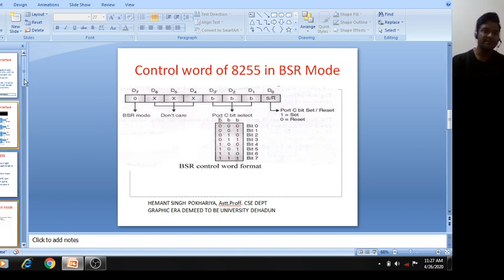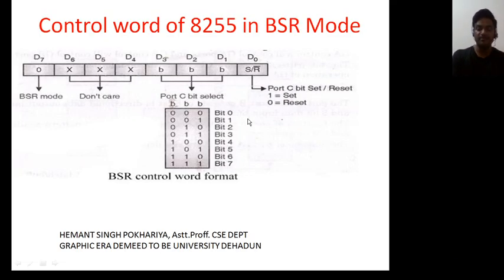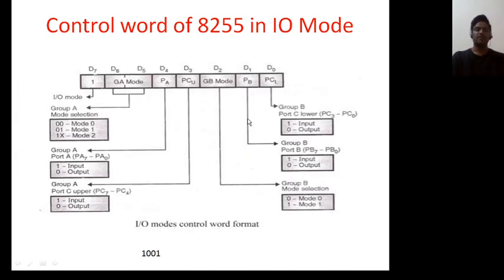Next we will see the control word of 8255 in input output mode. There are 8 bits, and this bit, the MSB, will always be 1 in case of input output mode. The next 2 bits are for mode A selection, because you know port A can work in either mode 0, mode 1 or mode 2.